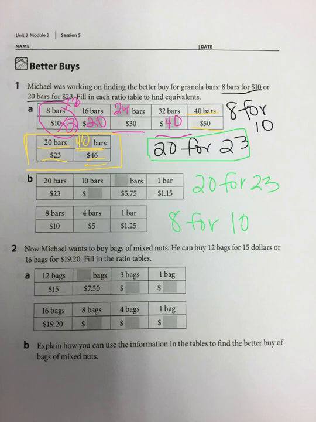So on that top ratio table, it says 20 bars would equal $23. So 10 bars would equal how much money? Well, 10 is half of 20. So that means I'm going to have to split 23 in half. Pause and do that now. You should have gotten 11.5 or $11.50. Let's move on to the next part.